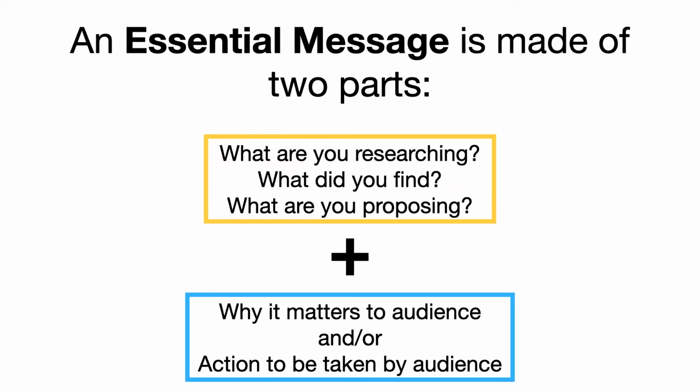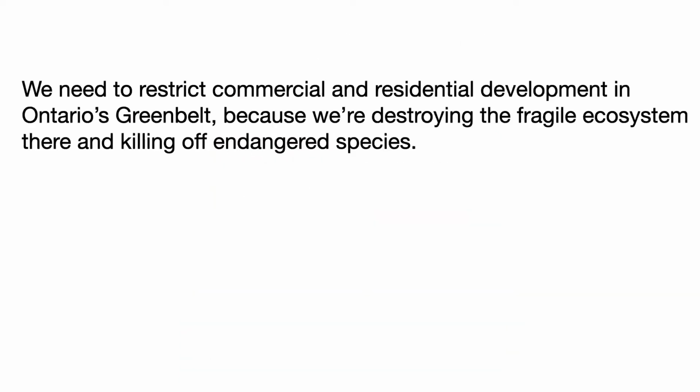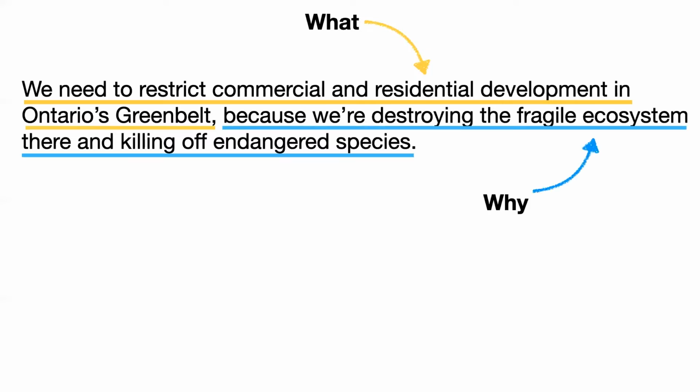I'll give you an example to show what a real world essential message could be. We need to restrict commercial and residential development in Ontario's Greenbelt because we're destroying the fragile ecosystem there and killing off endangered species. Okay, so we've got the what we want our audience to walk away with, and the why it's important to them, why they should be motivated to know this information.